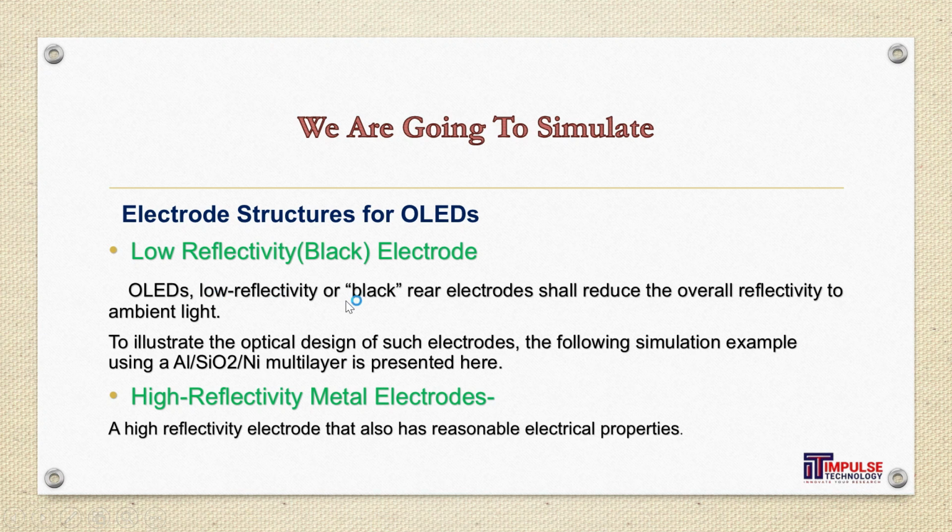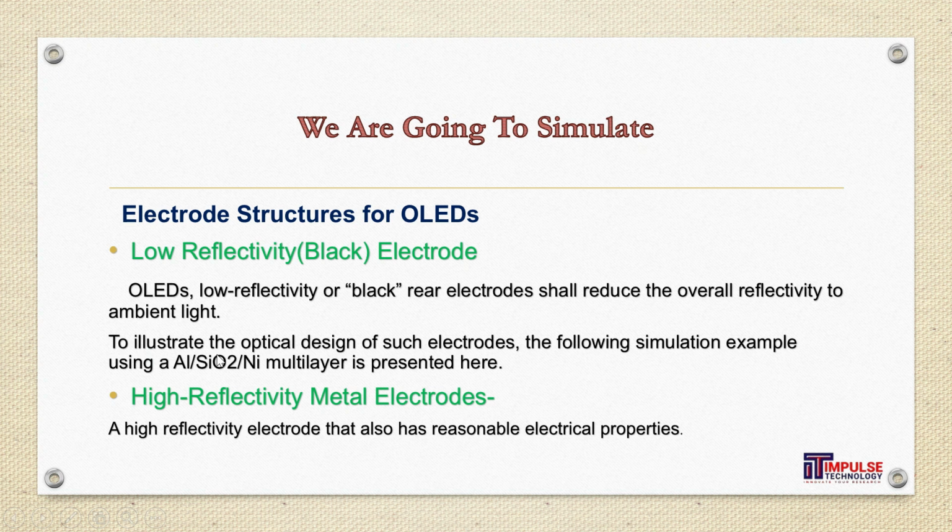A low reflectivity or black rear electrode shall reduce the overall reflectivity to ambient light. Organic light emitting devices are attractive for display applications due to their self-emitting nature. A high contrast display, however, is characterized by low reflectivity for ambient light. A high contrast display is made by LCD. This is achieved by a polarizing layer that prevents the reflected ambient light from escaping the display.